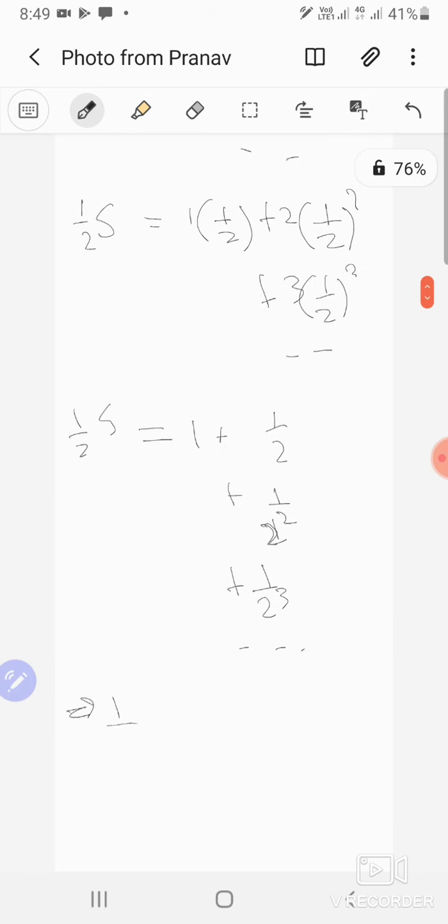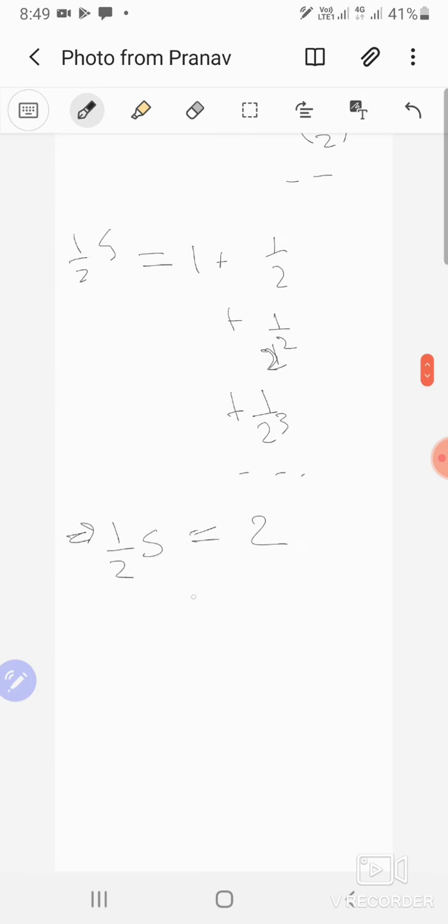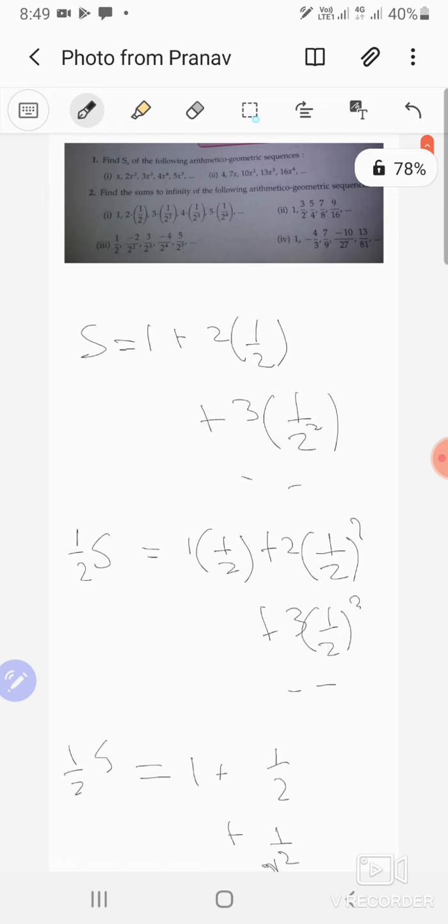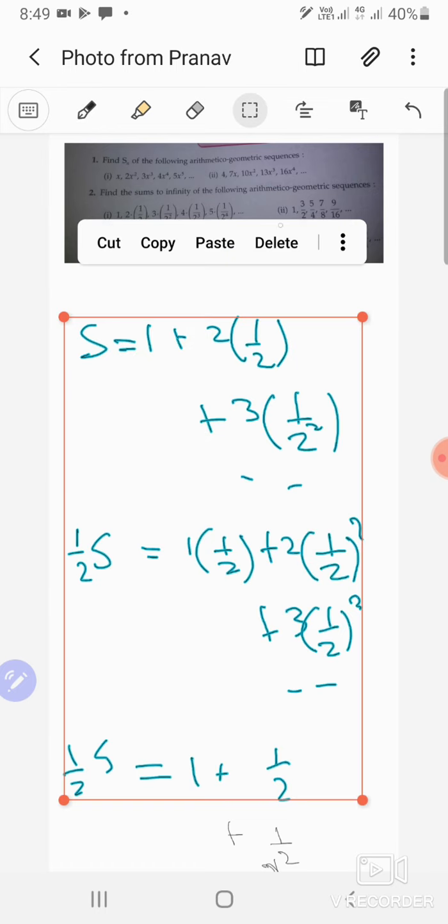So that gives me half S equals to, hey, guess what, we know what this series is. It's actually equal to 2. So S equals 4. Easy as that, no problem. Let's go to the next question.